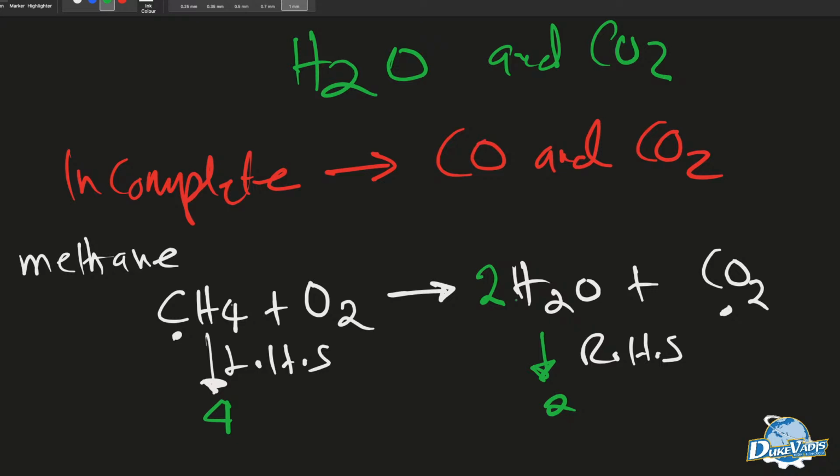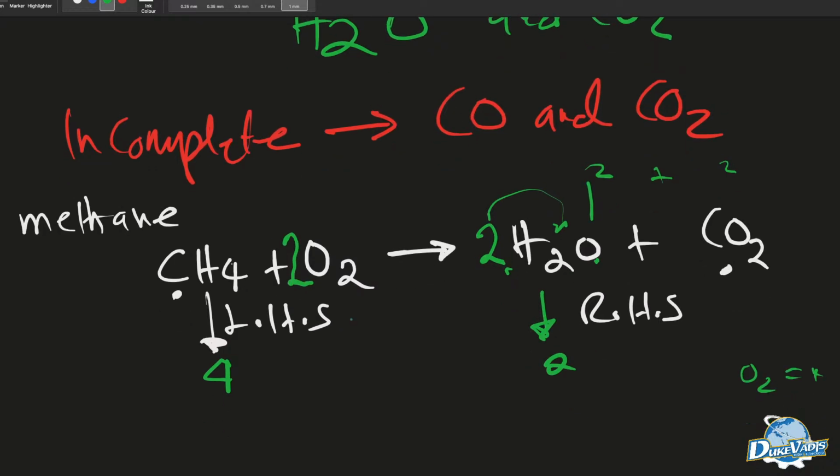So we have 4 hydrogens on the left and 4 hydrogens on the right, because the 2 multiplied by this 2 will give us 4. This 2 multiplying by this oxygen will give us 2 oxygen. So 2 oxygen here plus 2 oxygen here, we have 4 oxygens. On the left-hand side, our oxygen is only 2, so we need to put 2 here to balance it. And this makes it a complete combustion reaction. Now, isn't that beautiful?